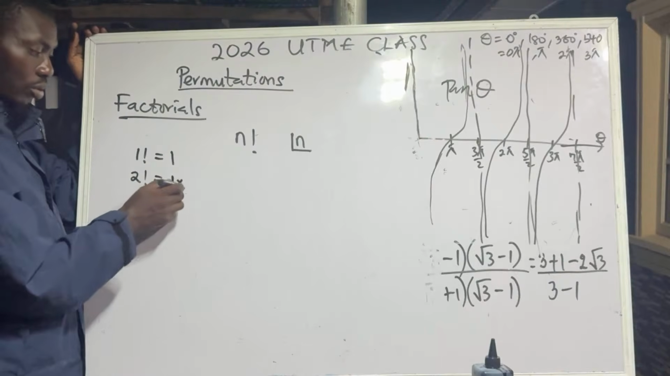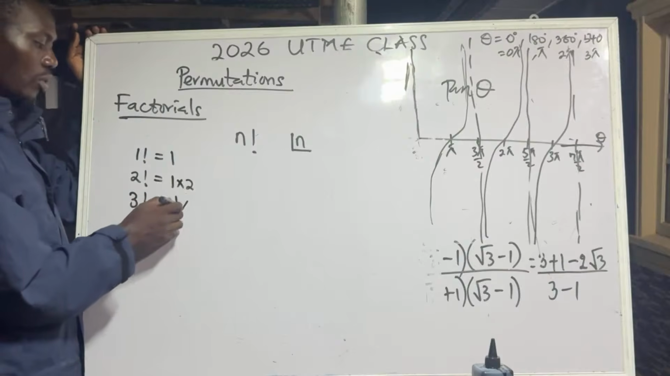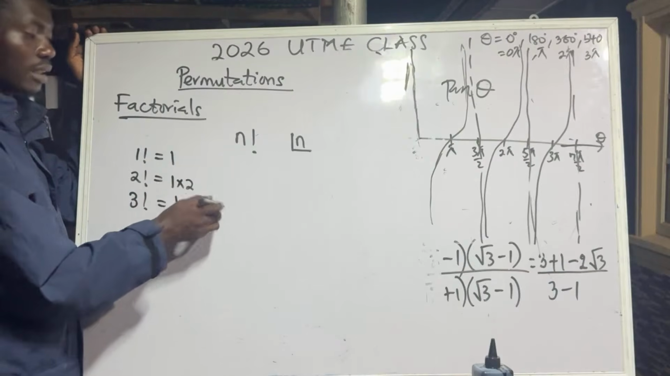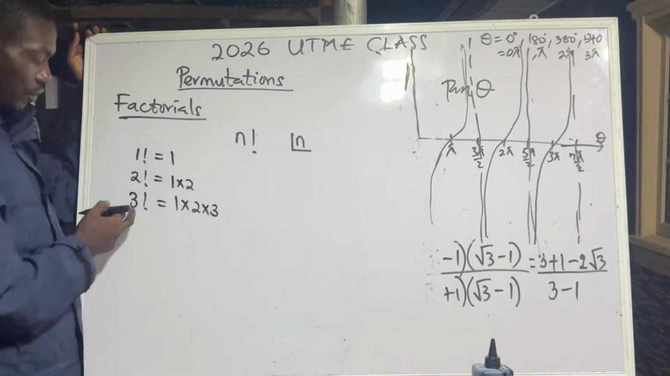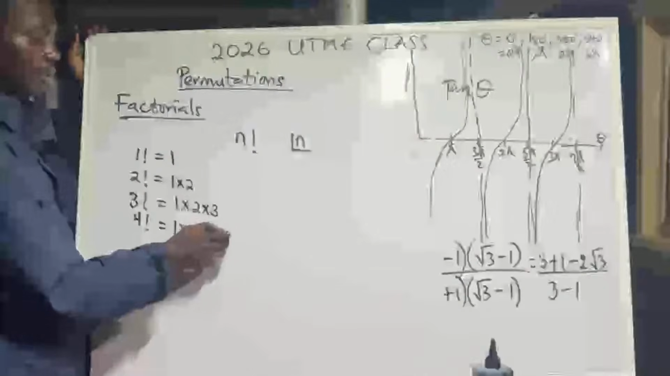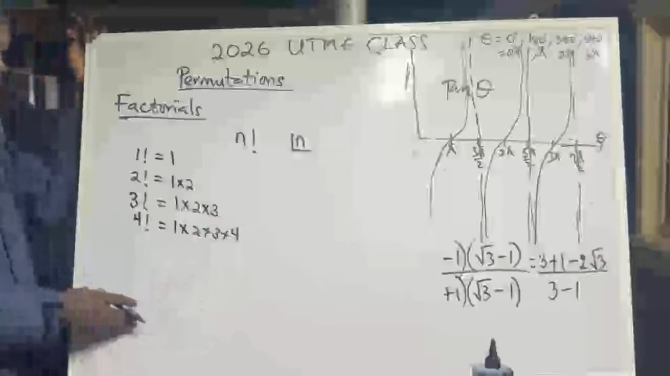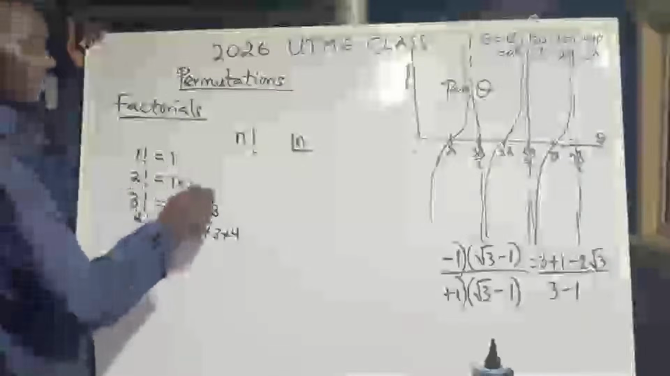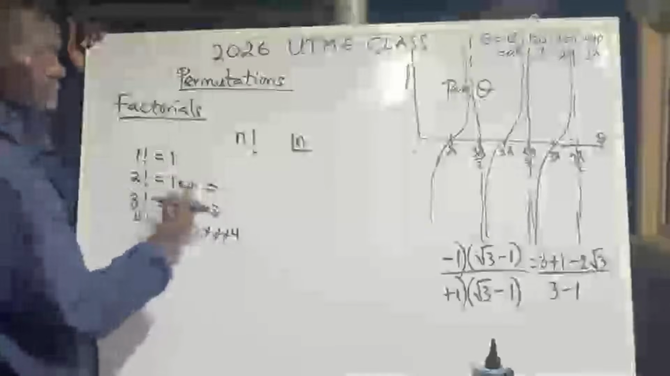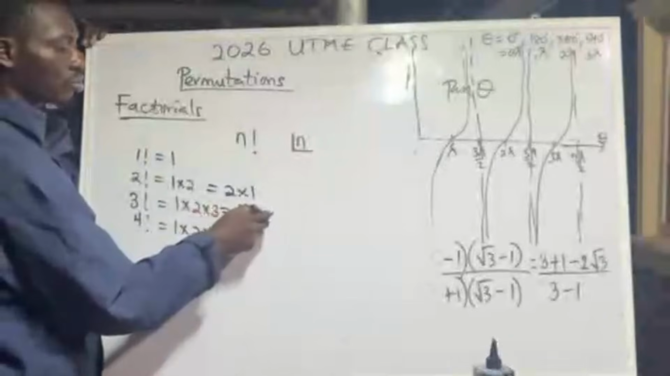The next one is what? 1 times 2, and that's all. 3 factorial will be 1 multiplied by 2 multiplied by 3. 4 factorial will be 1 multiplied by 2 multiplied by 3 multiplied by 4. You are not meant to skip anything. Do you get that now? All these things here, you can still rewrite them from the back. It can be 2 times 1. This one can be 3 times 2 times 1.